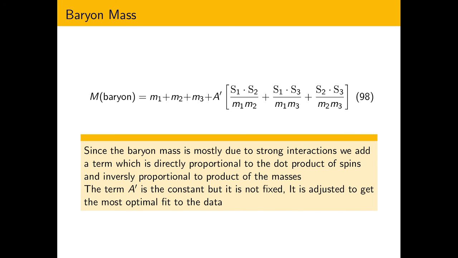Baryon mass. I don't want to read this equation. Just see, this is the equation from which all the mass of the baryons is calculated. It is the sum of three constituent quarks and one big term. Since the baryon mass is mostly due to strong interaction, we add this term, which is directly proportional to the dot products of spins and inversely proportional to the product of the masses. The term A dash is constant, but it is not fixed. It is adjusted to get the most optimal fit to the data. Next one.